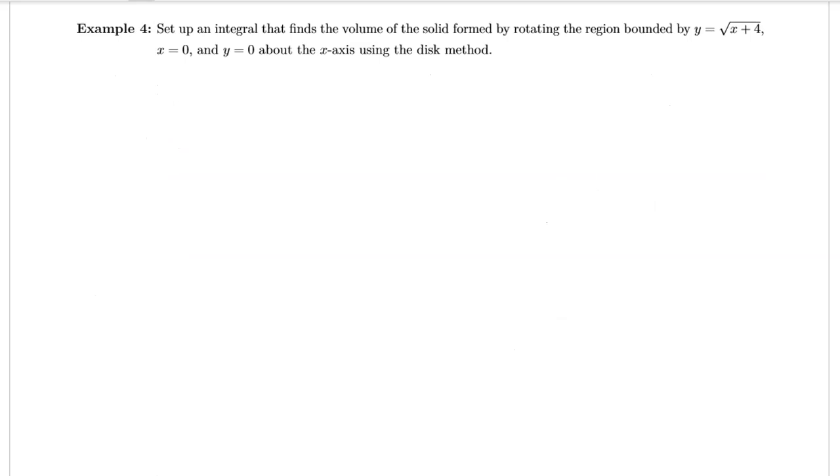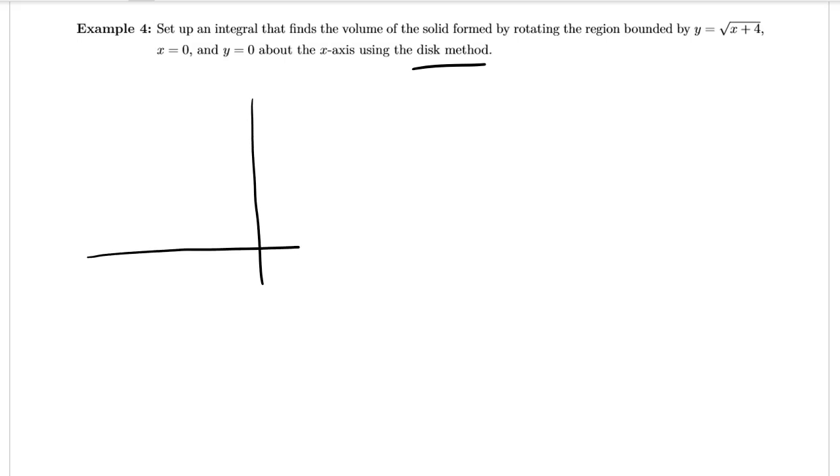Example 4 says, set up an integral that finds the volume of the solid formed by rotating the region bounded by y equals the square root of x plus 4, x equals 0, and y equals 0 about the x-axis using the disk method. So even though in this section we're learning about the shell method, this example asks us to use the disk method. So let's go ahead and do that.